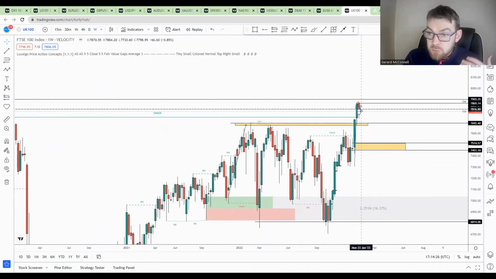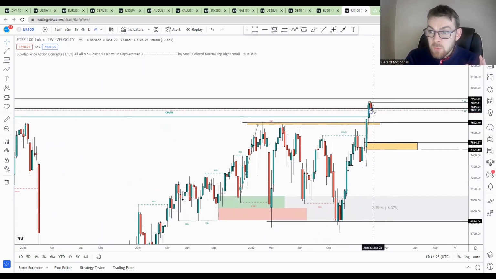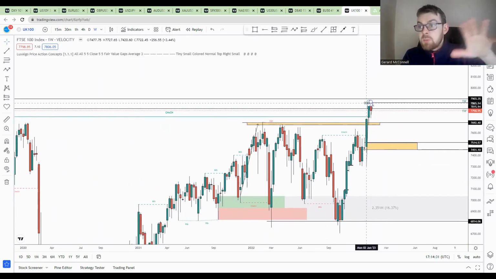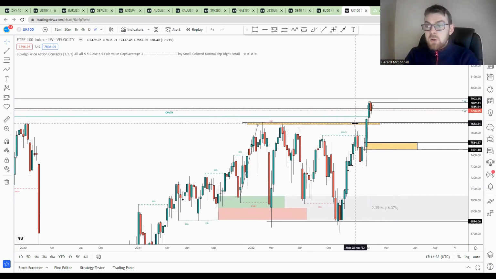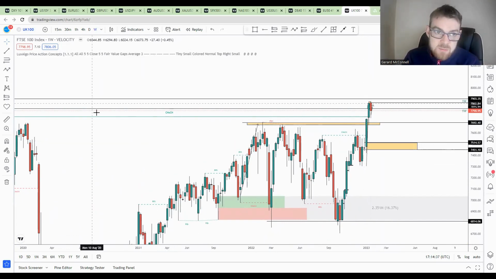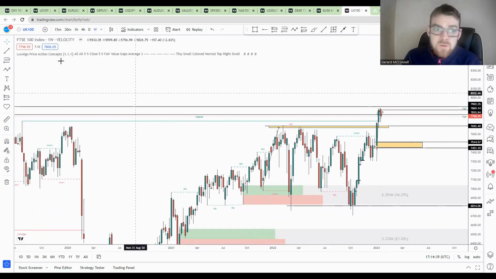Last week, we got a close back underneath. So this next week is going to be important to see not only how the short-term price action reflects this week, but also how the weekly close comes this Friday. I think that's going to be quite interesting as well. Now, that's pretty much all from the market updates.